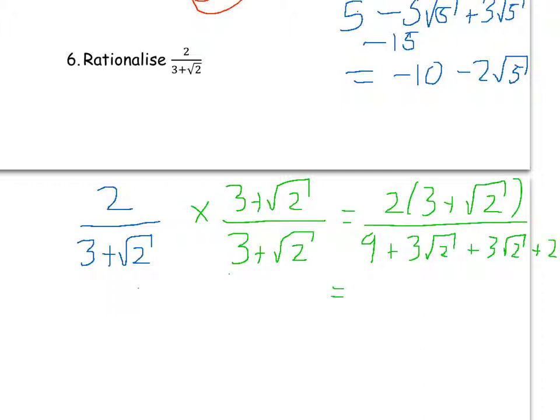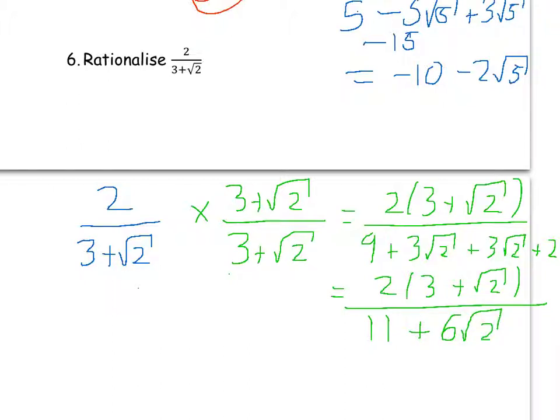Now, if we collected all that together, we're still no closer to actually solving the problem, because we're still going to have root 2 on the bottom, because we'll have 11 plus 6 root 2. So we're no closer to solving the problem. So instead of timesing by 3 plus root 2, we actually times by negative root 2 instead. So we times by the opposite sign to here. So instead of 3 plus root 2, we're going to times the top and bottom by 3 minus root 2.